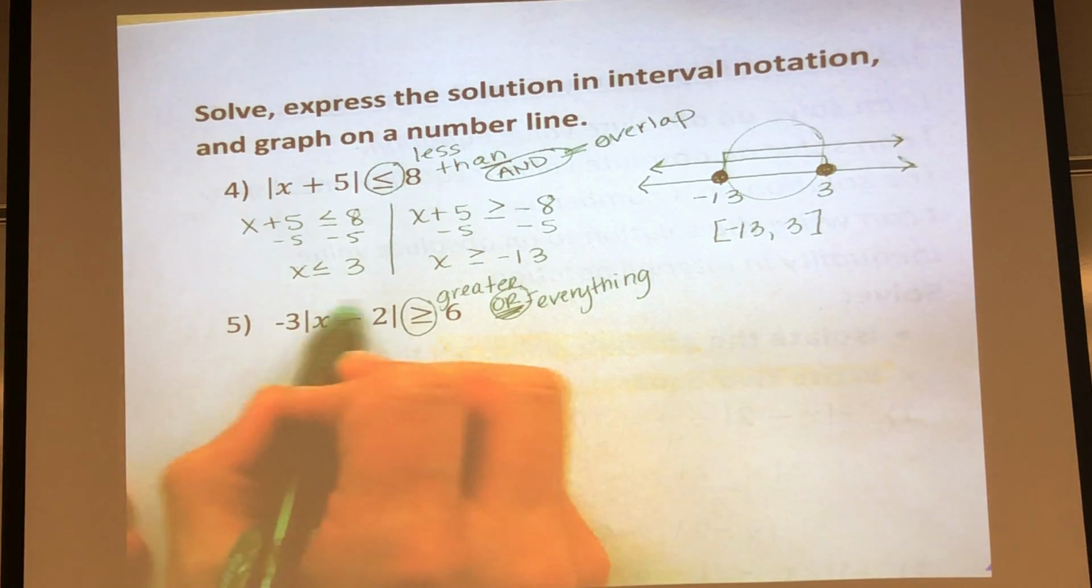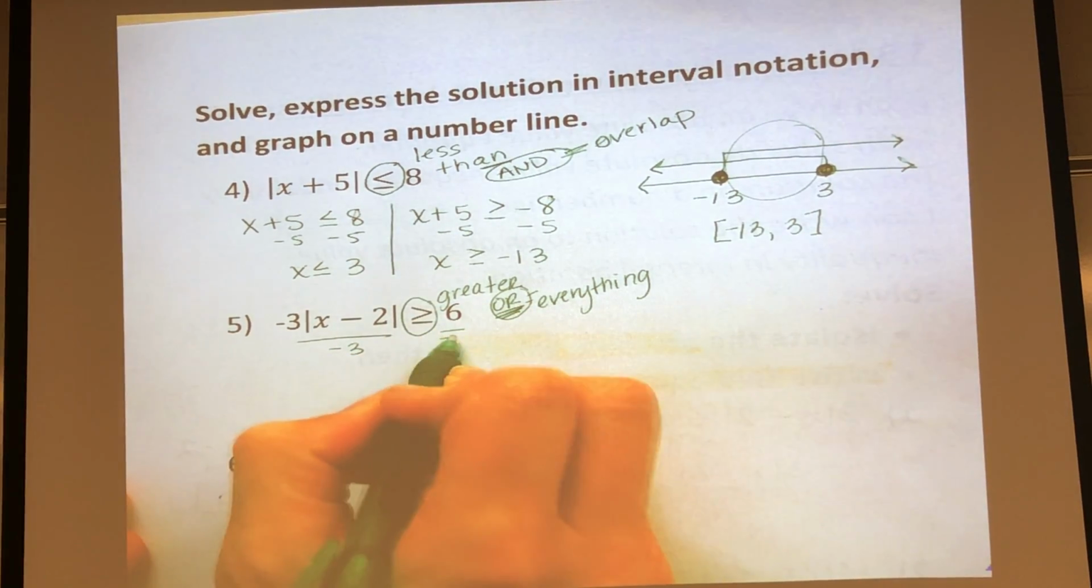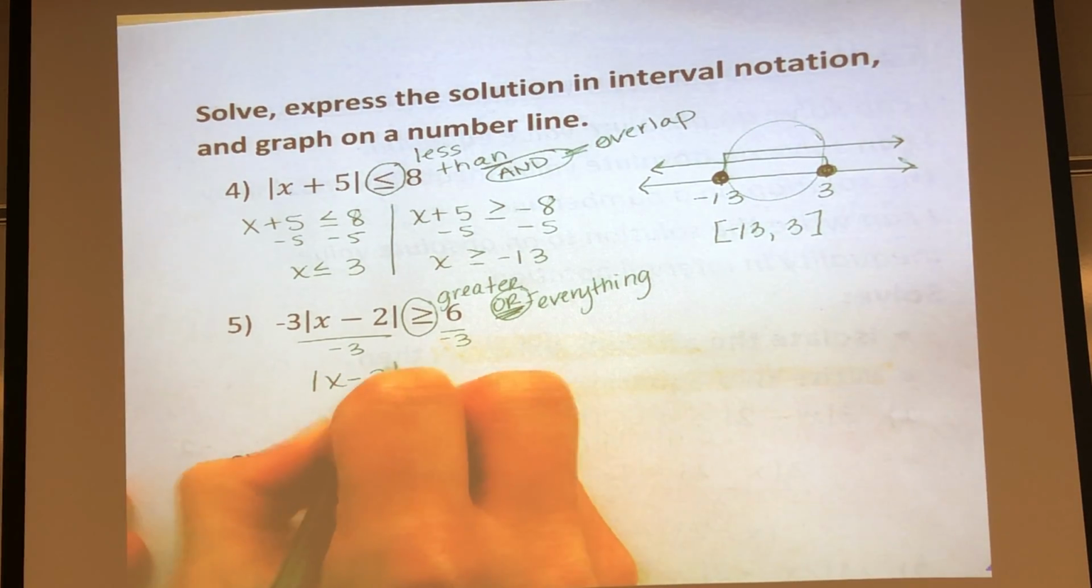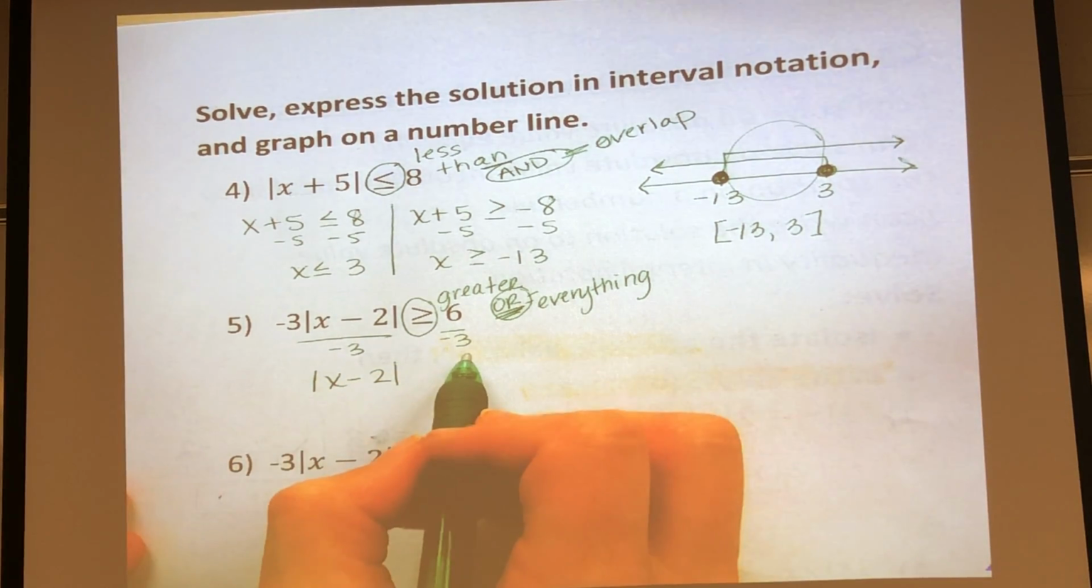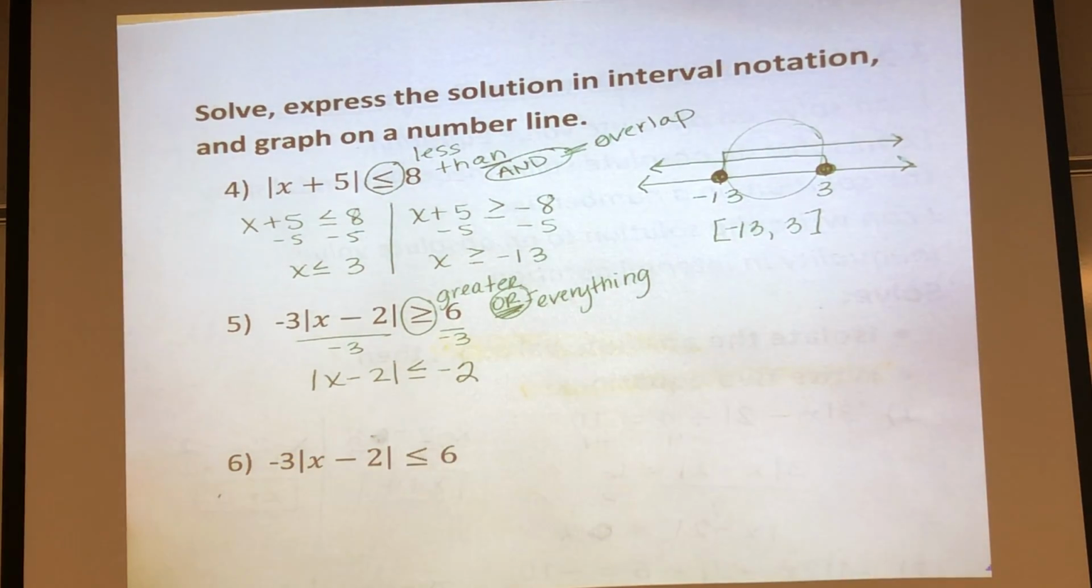All right, we're going to start by isolating the absolute value. So we're going to divide both sides by negative 3. So we have x minus 2 in the absolute value. Since we divided by a negative, we have to switch the inequality sign. And we get a negative 2.